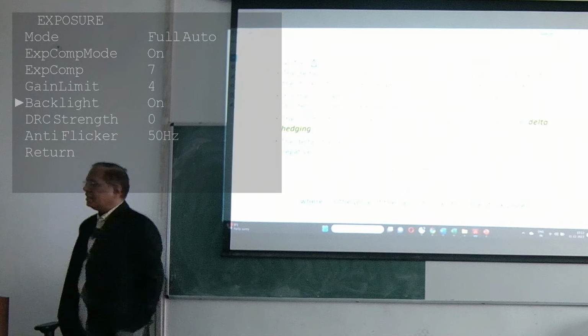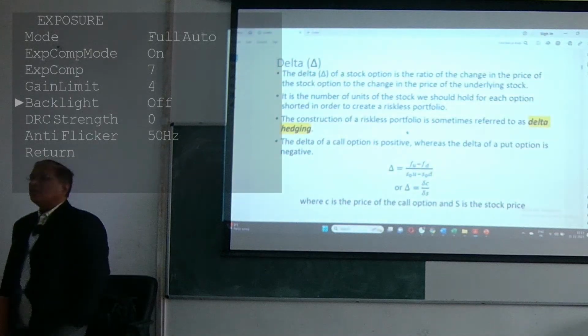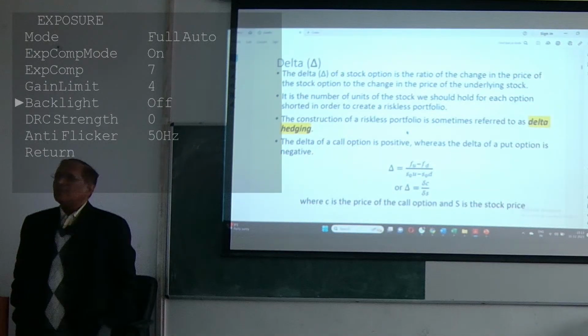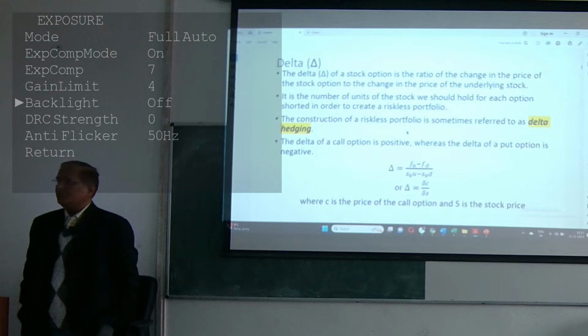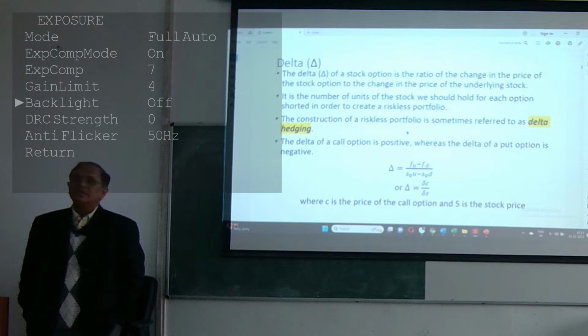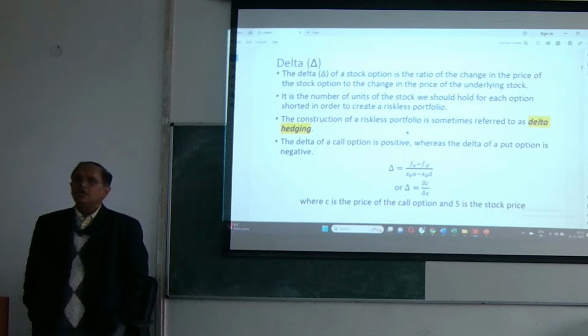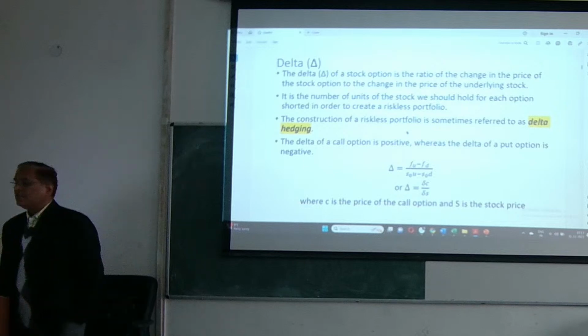What does this delta neutral portfolio mean? Any kind of change which is taking place, if the change is adverse, how you can protect yourself, that has to be viewed. That is what is required. So, how are you going to make it? That is what delta hedging is.